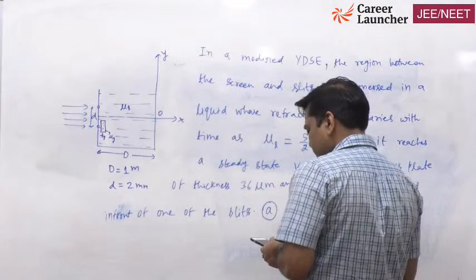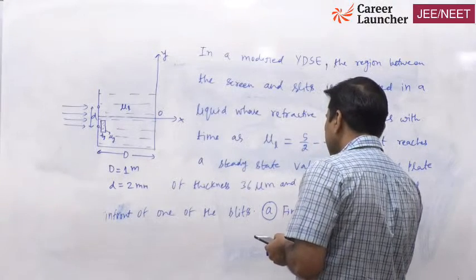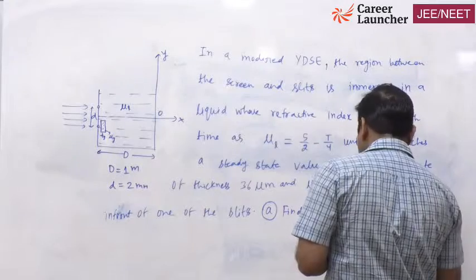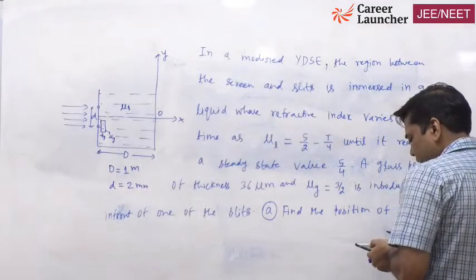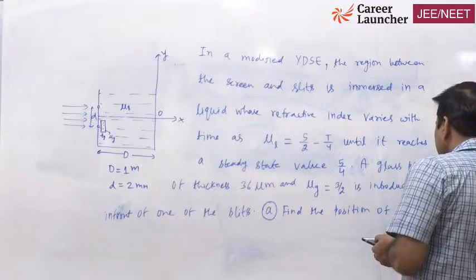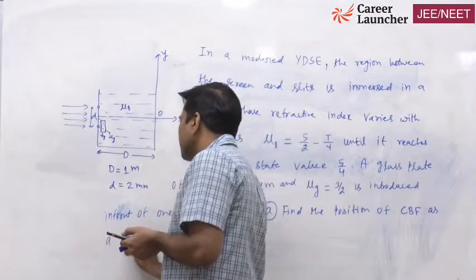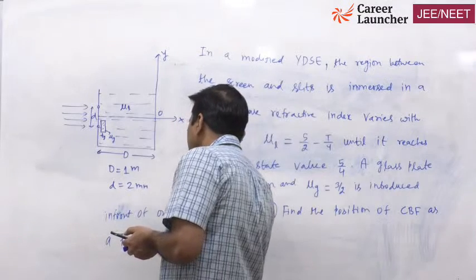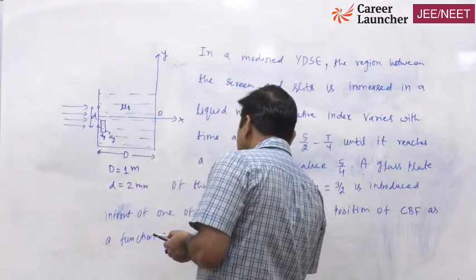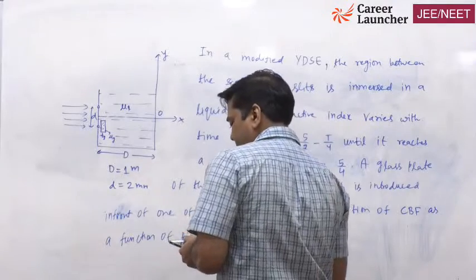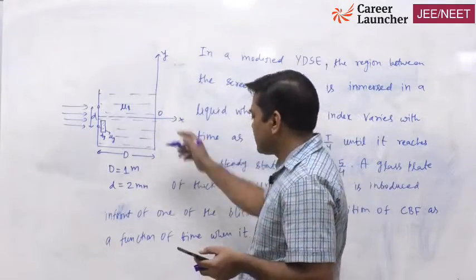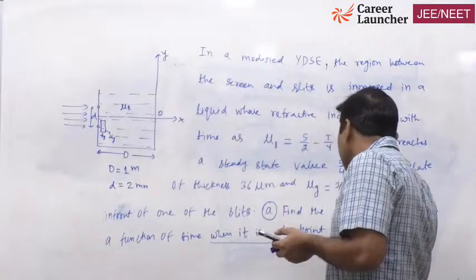Find the position of CVF as a function of time, when it is at point O. It's mentioned that when it is at point O, so I will just mark it here, when it is at point O.